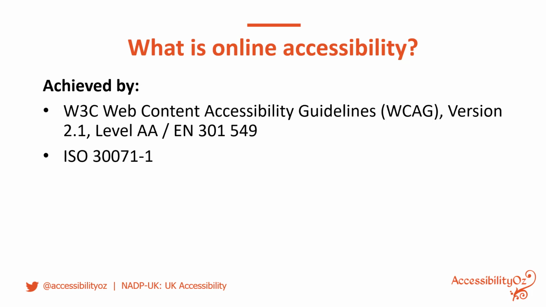What you need to know is how you achieve online accessibility. And basically you do so by following the W3C Web Content Accessibility Guidelines, version 2.1, level AA, and in some cases EN 301549, which is an EU requirement, and that kind of covers more things than digital. So say the physical accessibility of a photocopier, for example.